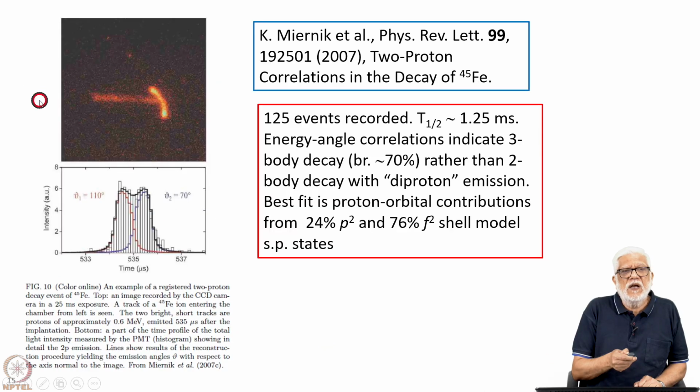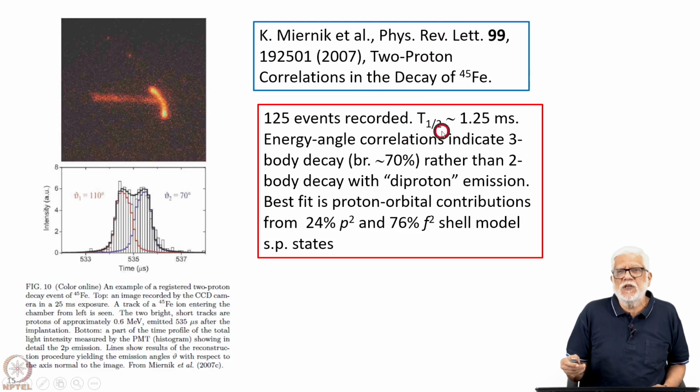So, this heavy ion comes in, this 45 iron, and then it decays into 2 protons, and the intensity of the proton emission is shown as a function of time. This is the reference, 2007 Fitzgerald letters, and they recorded about 125 events. So, the half-life towards spontaneous proton emission was about 1.25 with about 10 to 15% error bar.